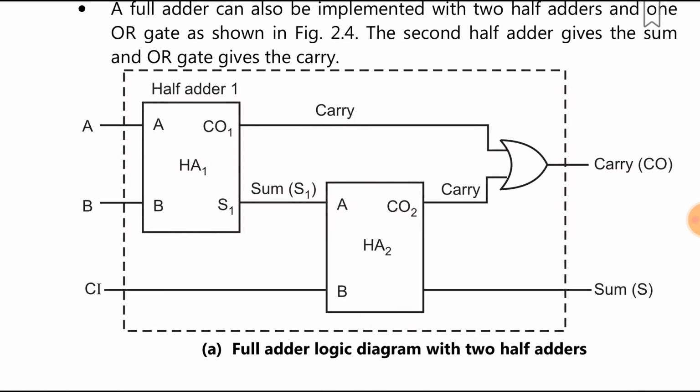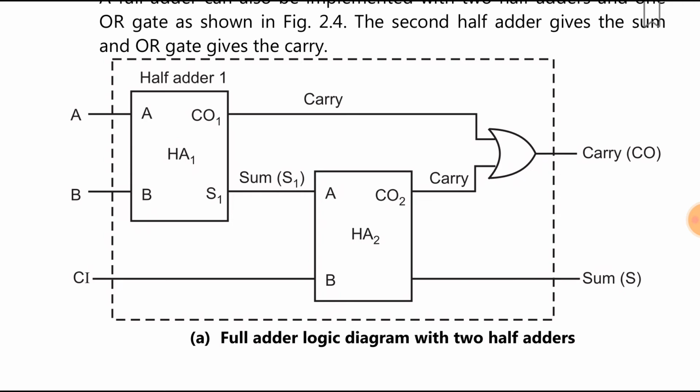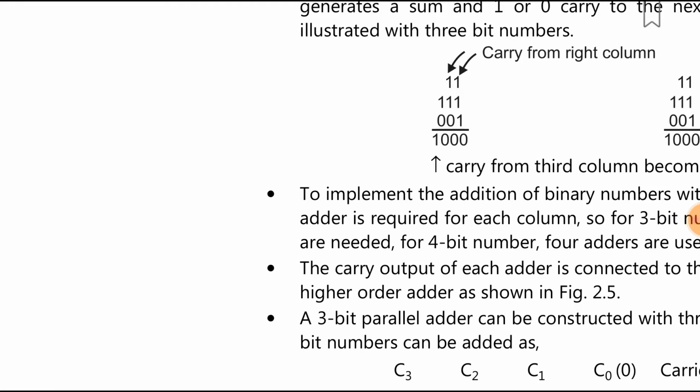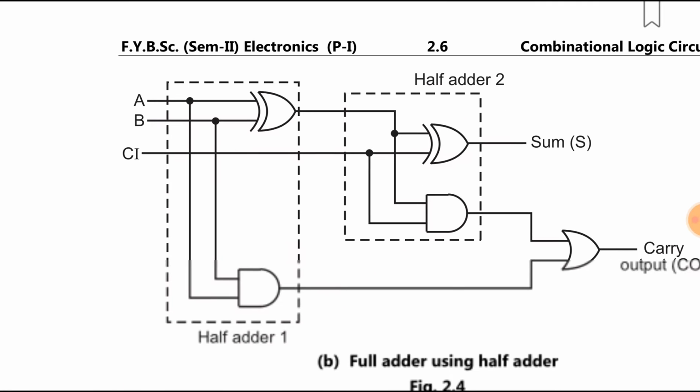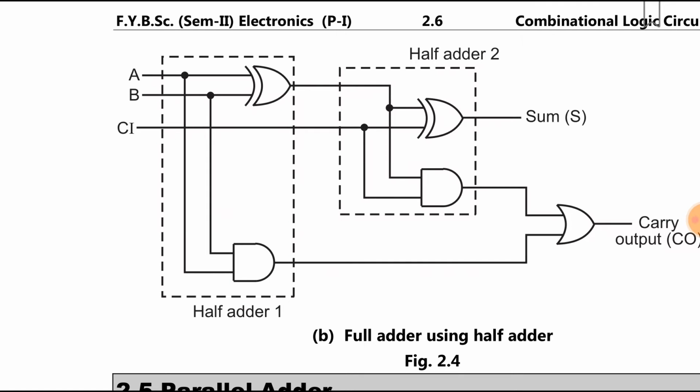And this is the full adder logic diagram with two half adders. We have to connect the two half adders, and the final carry is generated by the OR gate. So this is the internal circuit of a full adder using half adders.